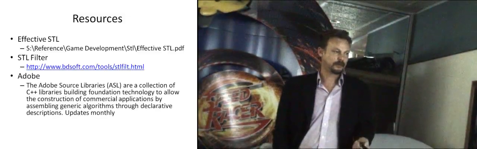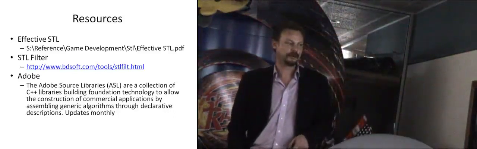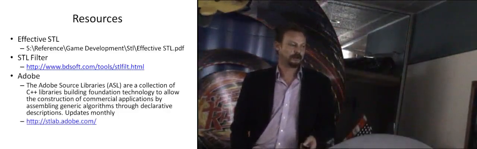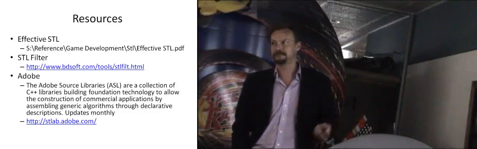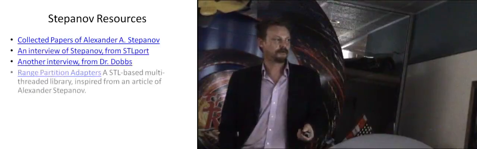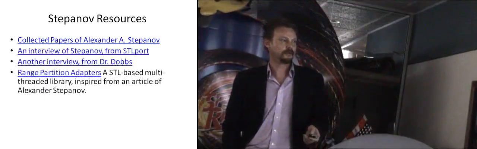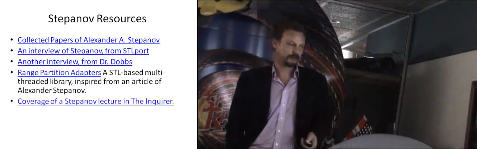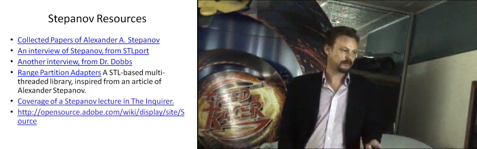The Adobe Systems libraries are a collection of C++ libraries building foundational technology to allow the construction of commercial applications by assembling generic algorithms through declarative descriptions. It's just good reading. This is also where Stepanov now resides, so that's what he's been doing recently. And if you're mad keen, there are some papers and interviews, another interview, and a multi-threaded library inspired by an article from Alexander Stepanov. Just reading, and coverage of Stepanov and the source code. I think that's it.